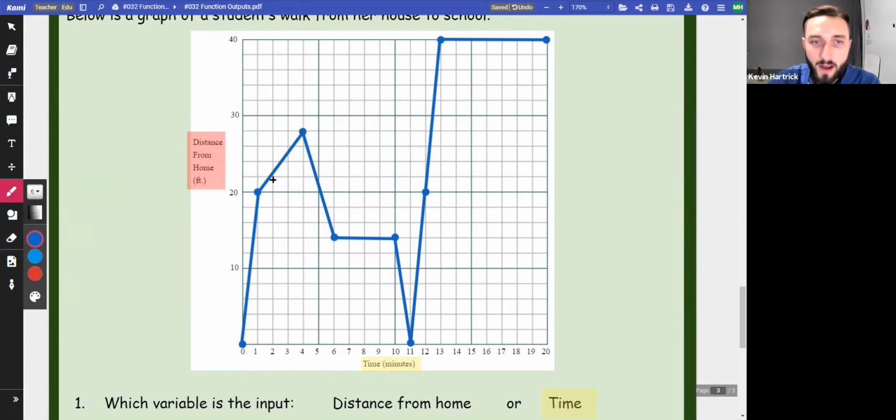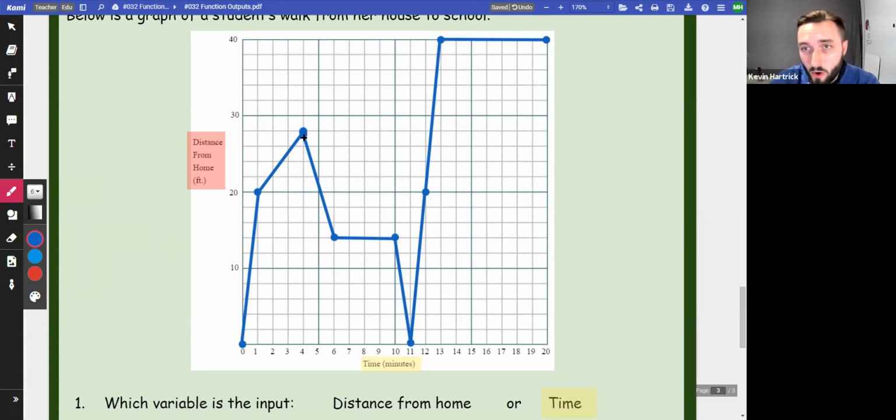Then something happens at this spot here. She reverses, and she starts going back towards her house. Now, a common misconception here, guys, is that this is a hill. This is not a hill. She might be hitting a hill here. Maybe that's why she slowed down a little bit, because she's going up a hill. So slowing down might mean going up a hill, but this is still going away from her house. So what looks like it might be a hill on a graph is not a hill. It actually tells us what direction she's going, not the elevation.